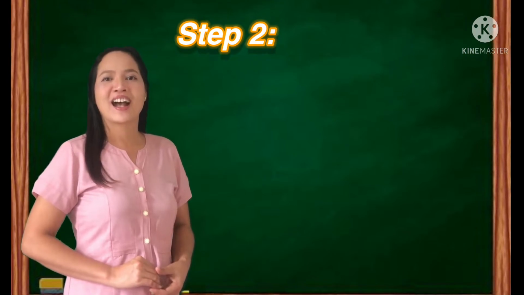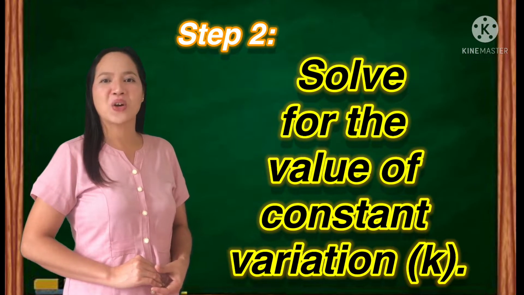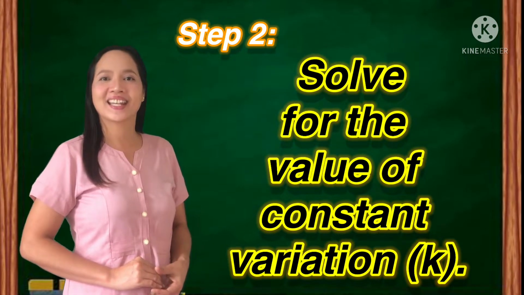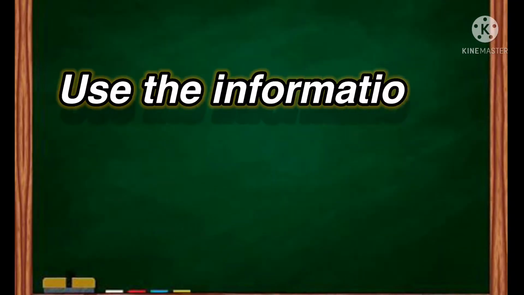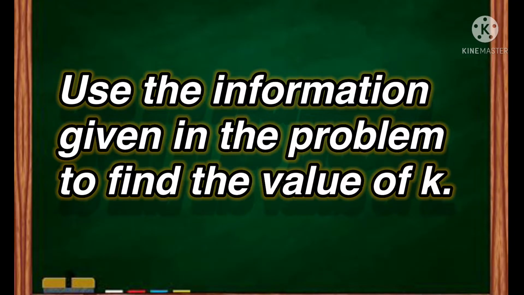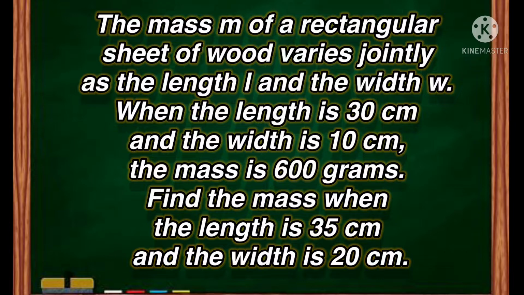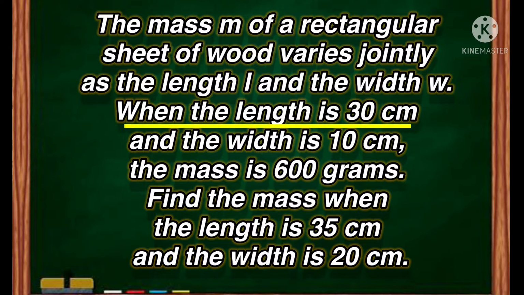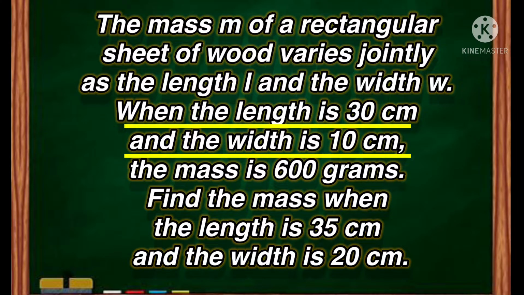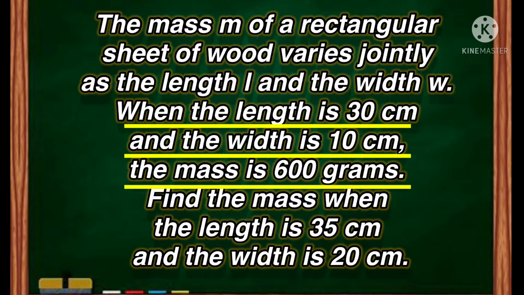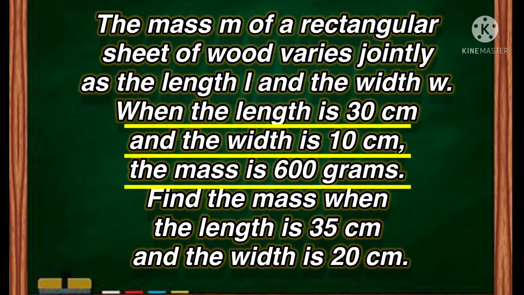Step 2. Solve for the value of constant variation K. Use the information given in the problem to find the value of K. In this problem, use the information when the length is 30 centimeters and the width is 10 centimeters, the mass is 600 grams in solving for K, or constant of variation.